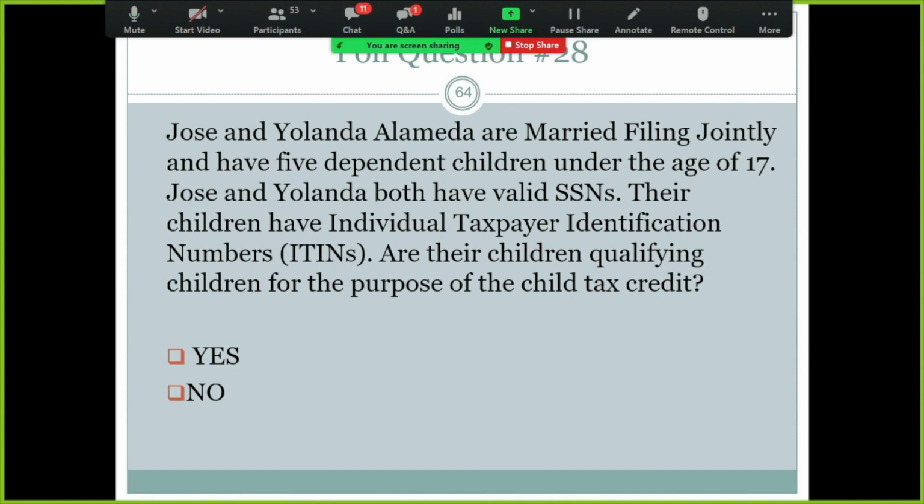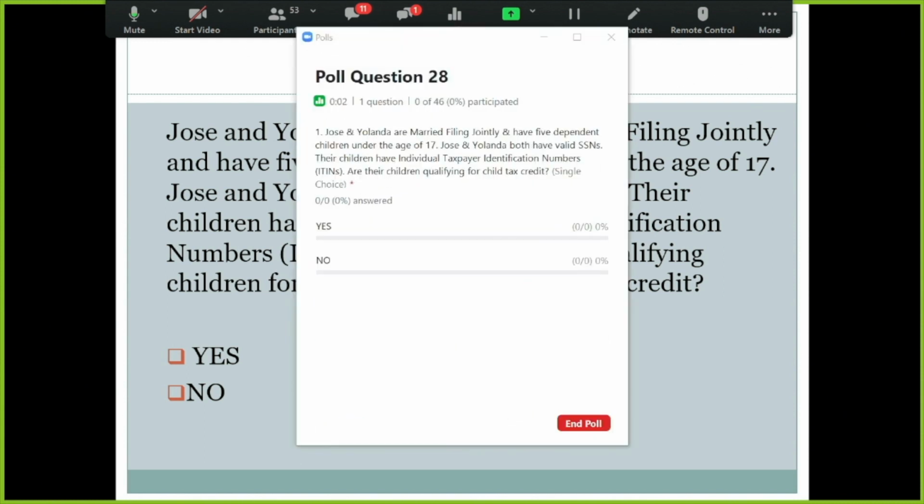We'll launch the next poll question. Poll question number 28. Jose and Yolanda Almeida are married filing jointly and have 5 dependent children under the age of 17. Jose and Yolanda both have a valid SSN. Their children have individual tax identification numbers, ITINs, and those generally start with a 9. Are their children qualifying children for the purpose of the child tax credit? We need to answer either yes or no. You'll have a minute.